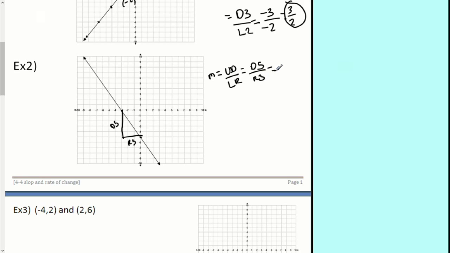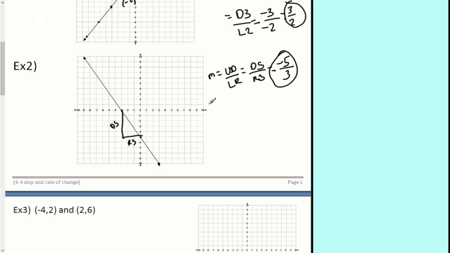You must write that, okay? Down 5, is down positive or negative? Down is negative, so it's negative 5. Over is right, positive or negative? Right is positive, so it's positive 3. The slope of this line is negative 5/3. That tells me if I go down 5, right 3, I will be on the line. Let's try it. Down 5, 1, 2, 3, 4, 5, right 3, on the line.